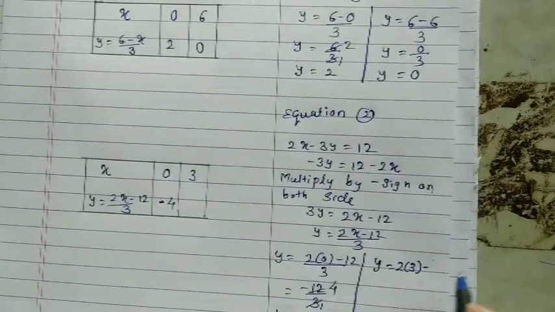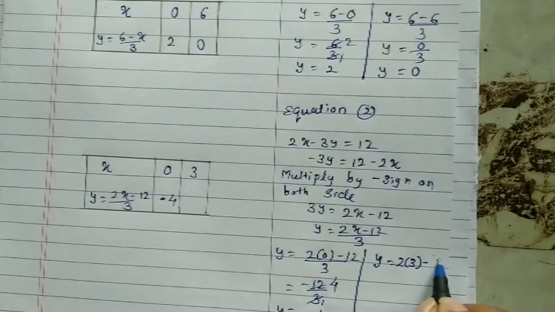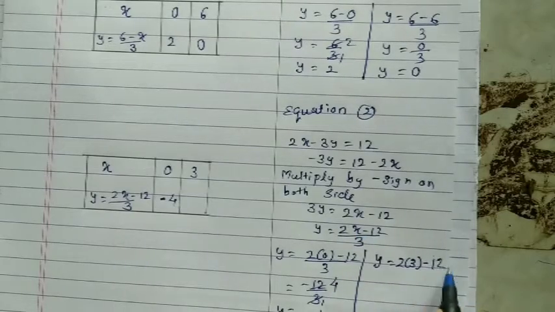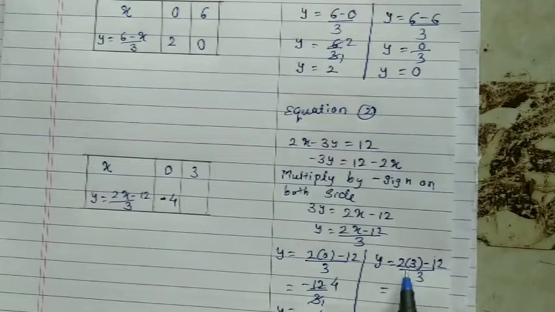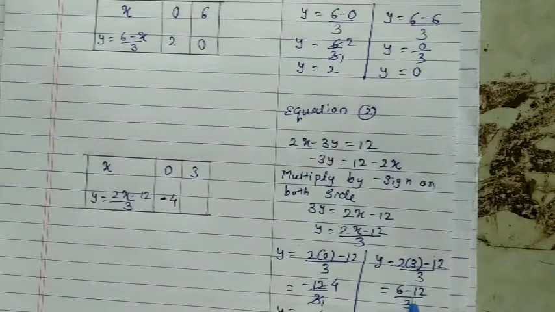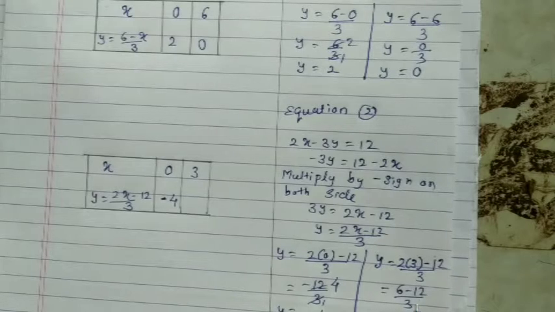Okay. So here minus 12, take as it is and divide by 3. So that is nothing but y is equal to (6 minus 12) upon 3. So when you take the subtraction of 6 minus 12, what will you get? Minus 6 upon 3, because minus 12 is the greater value.